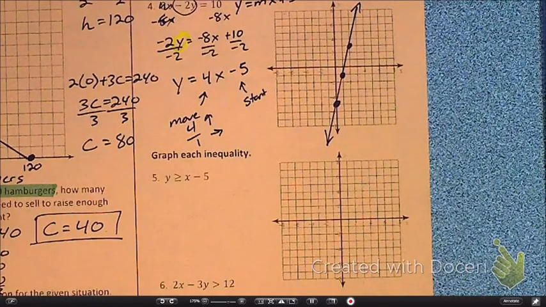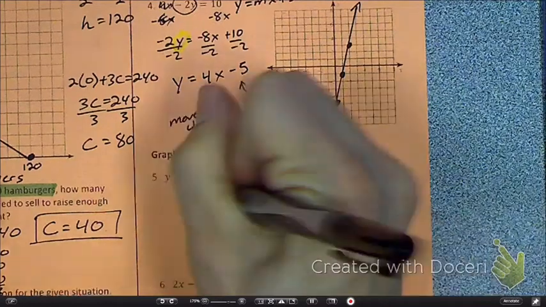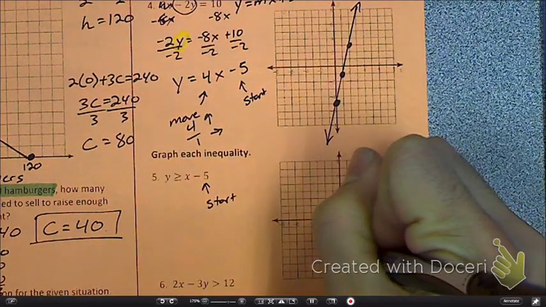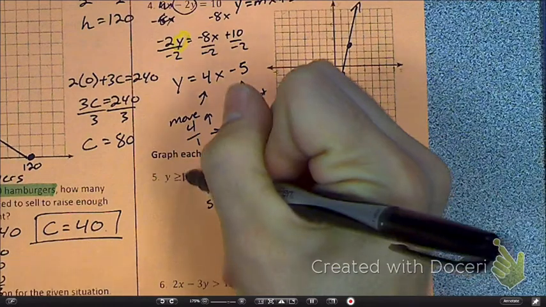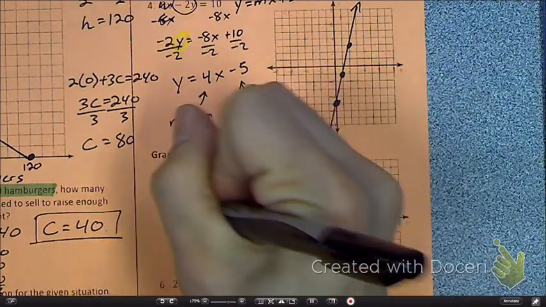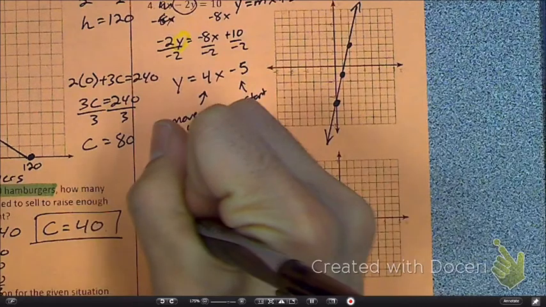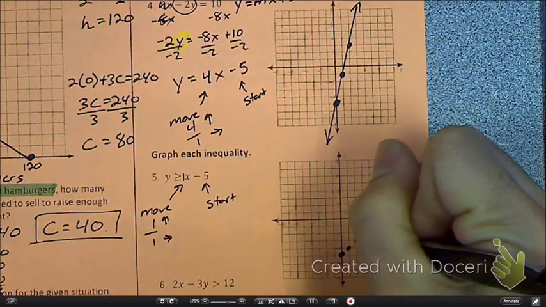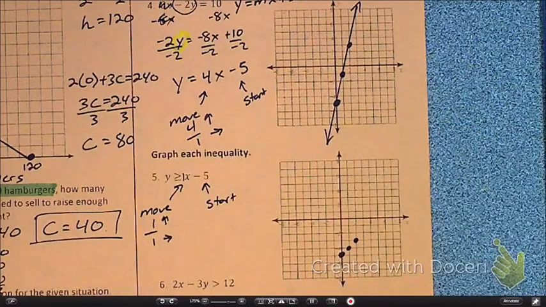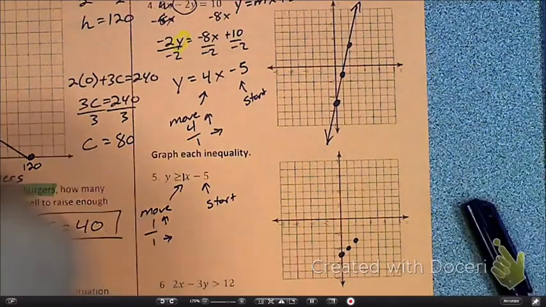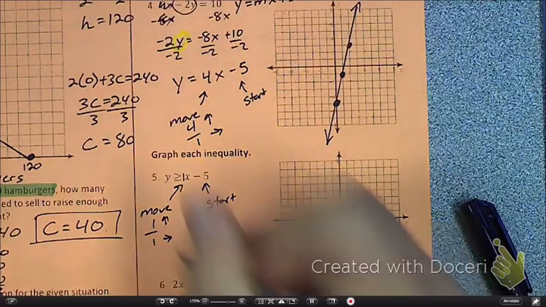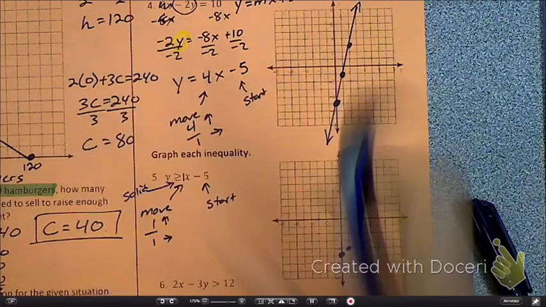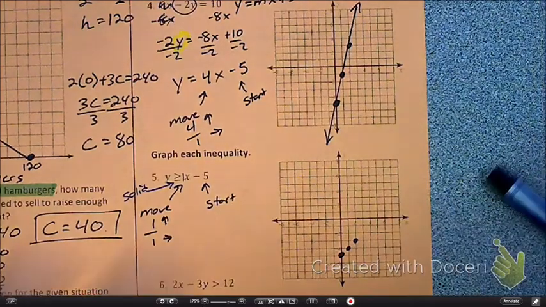What are you doing? Number 5. You start at negative 5. Up one, over one, up one. There is a 1 here. Oh my gosh. So you can divide by 1 over 1. So then y equals... solid or dashed line? It's gonna be a solid line. How do you know? Because it has equal to. So I'm gonna draw a solid line.